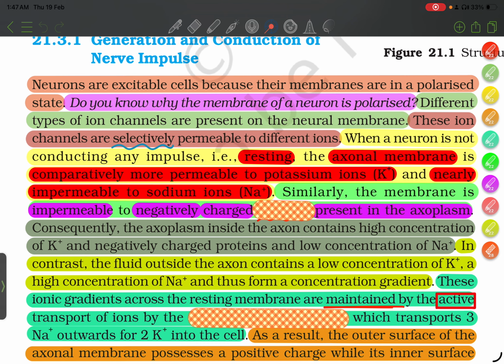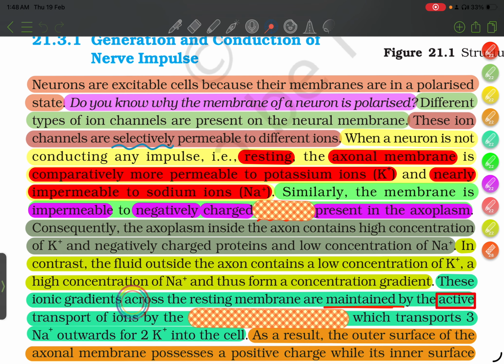When a neuron is not conducting any impulse, that is, resting, the axonal membrane is comparatively more permeable to potassium ions and nearly impermeable to sodium ions. Similarly, the membrane is impermeable to negatively charged proteins present in the axoplasm. Consequently, the axoplasm inside the axon contains a high concentration of potassium and negatively charged proteins and a low concentration of sodium ions. In contrast, the fluid outside the axon contains a low concentration of potassium ions and a high concentration of sodium ions, and thus forms a concentration gradient.